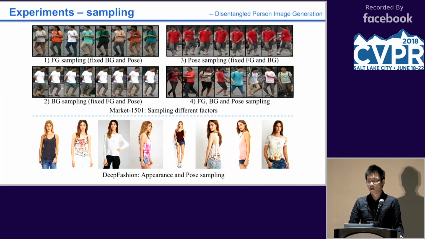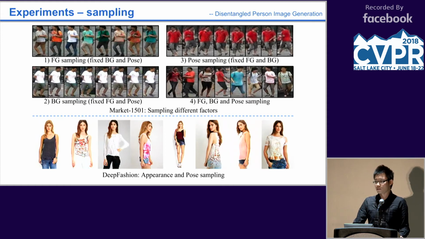Now let's see some results. First, the sampling results. The top part shows the result on the person identification dataset. We can sample the foreground, background, and pose separately or jointly. The bottom part shows the results on the high-resolution DeepFashion dataset. We can sample the novel clothes styles and person pose from the noise.